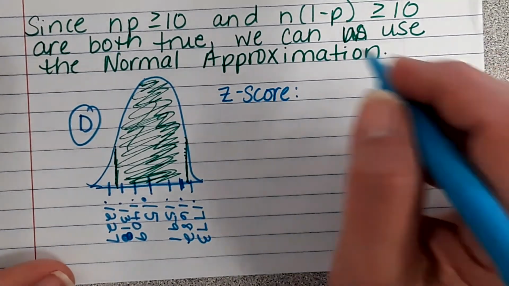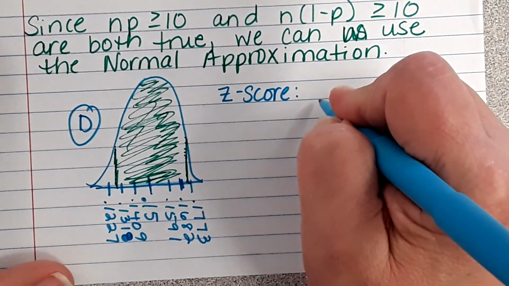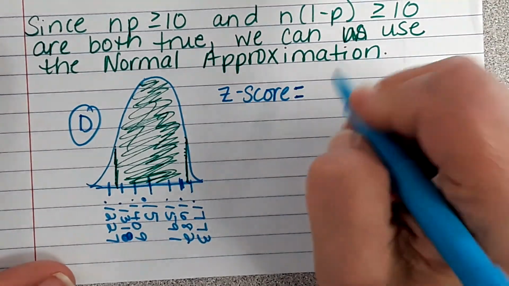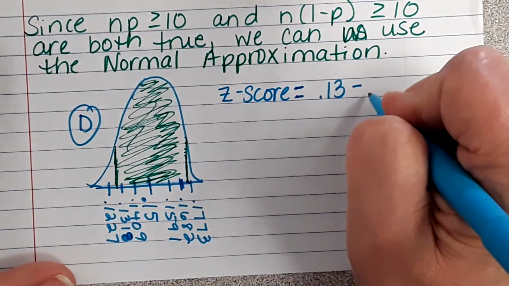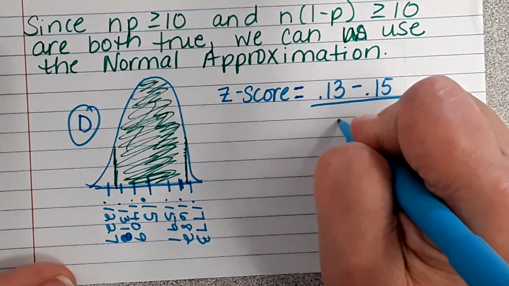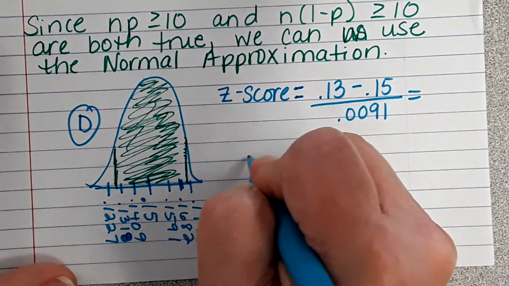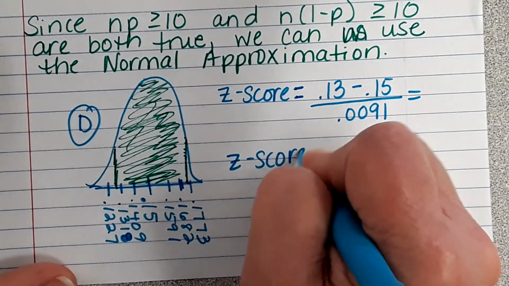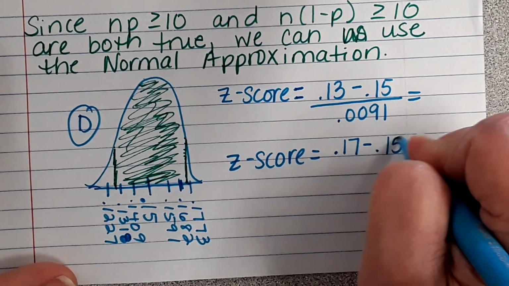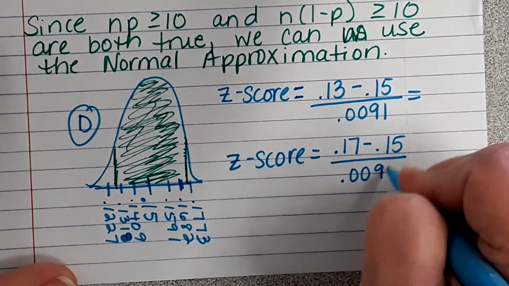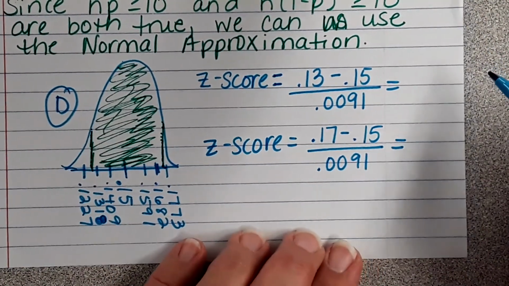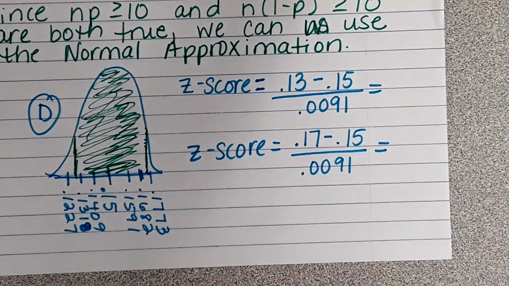Observation minus mean over standard deviation. And what is our observation? What's our first observation, you guys? What's our p? 0.15. What's our standard deviation? 0.0091. Find the z-score. What's our next one? 0.17 minus 0.15 divided by 0.0091. Let me say it again.